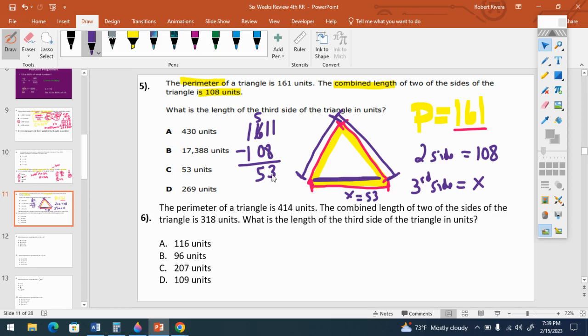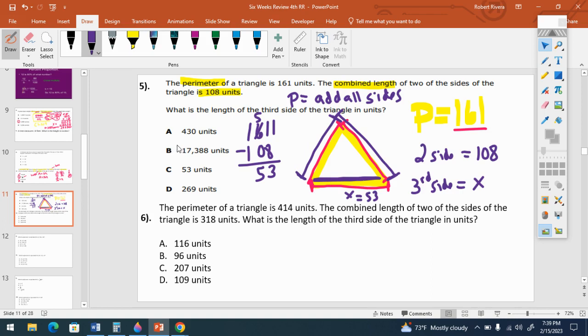This is for perimeter. Perimeter is always P equals add all sides. In this case, there were three sides, but they were nice. They gave me two. I need to find the third. You could have also guessed and checked.